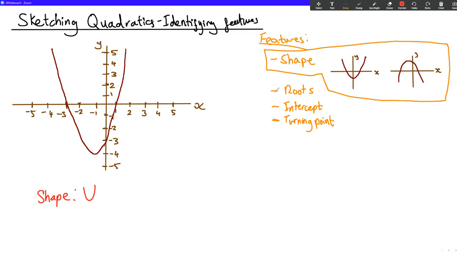Now the next thing is the roots. The roots of this quadratic function, or any quadratic function, are where it crosses the x-axis. So you have these two. Right, so this is a root, and this is a root as well. So from the graph, we can tell what the roots are. So our roots, in this case, here we have -3, and we have a root here, 1.